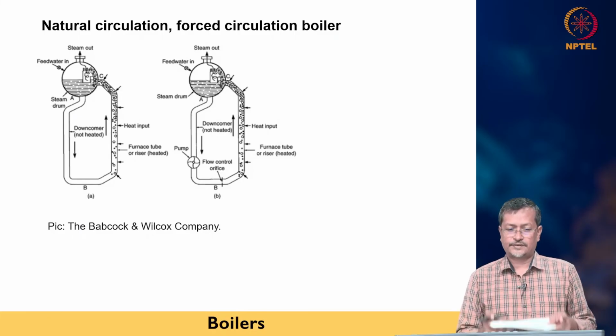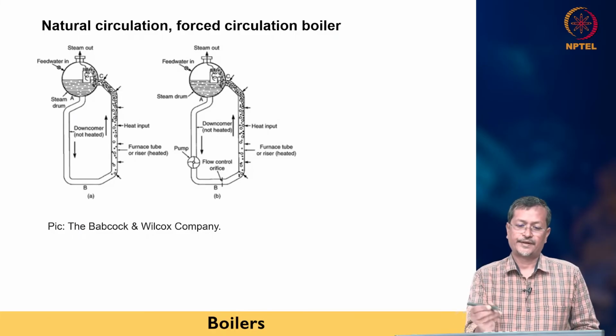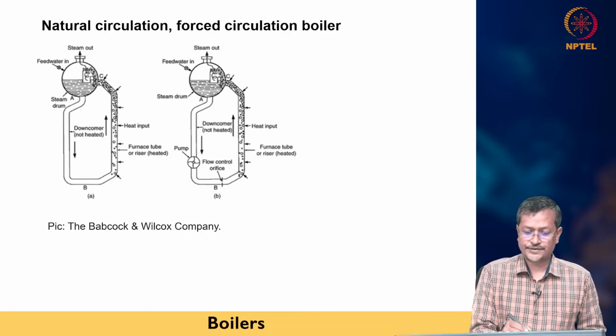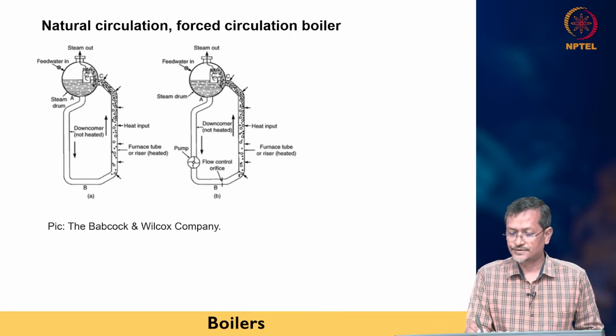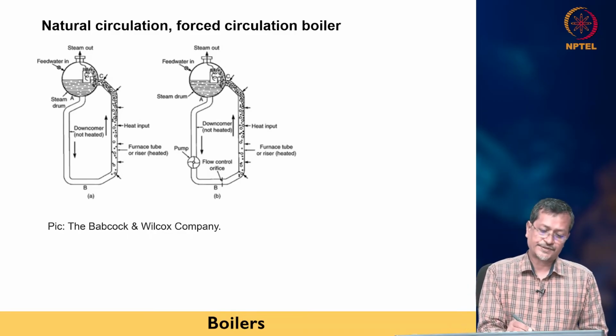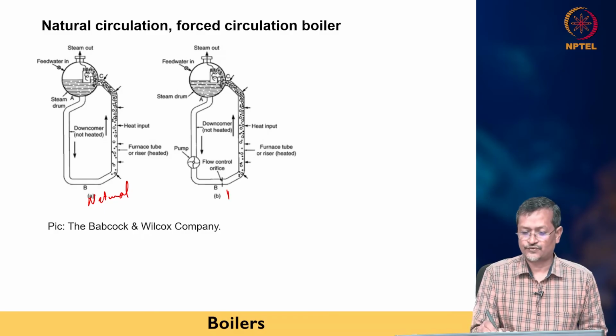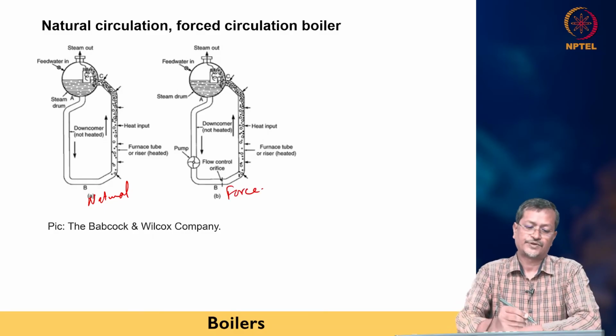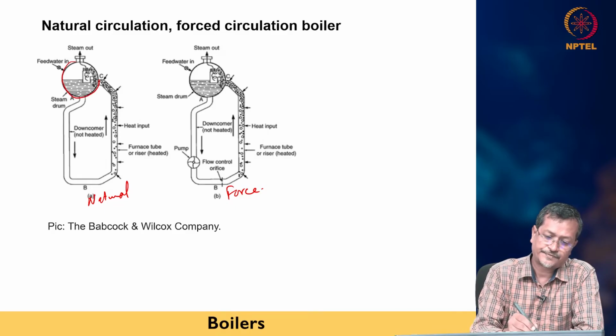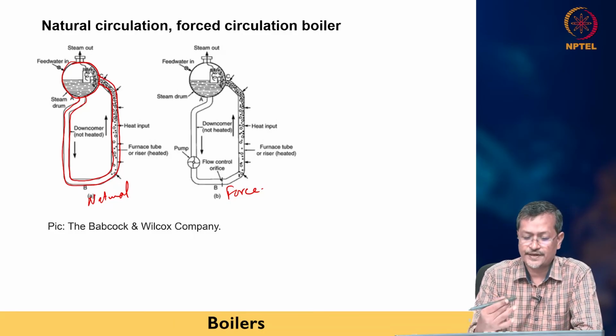Here you can see natural circulation boiler and forced circulation boiler. So, the left side is showing the furnace tube or riser heater, heat input. Left side is your natural, this is forced. How is it working? You see there is one drum here, one pipe is coming like this, and there is no pump working here. Heat addition is there, but the pump is not there.